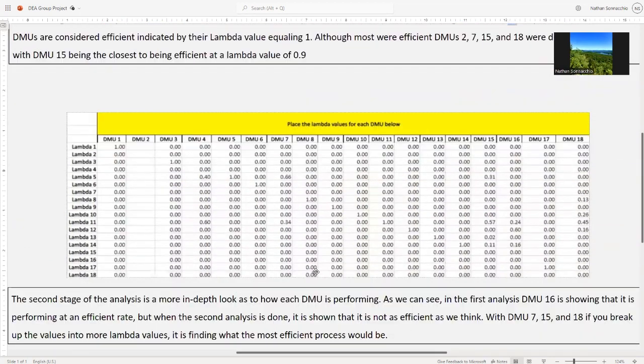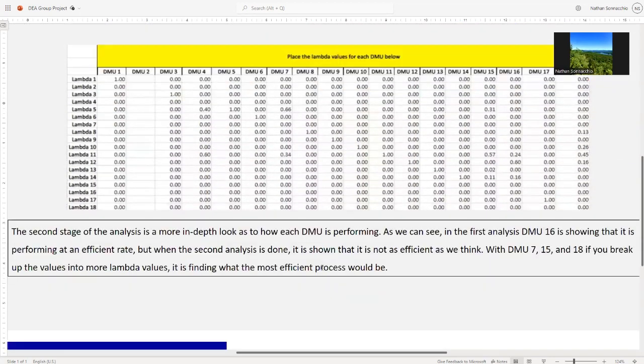So moving on to the second part of the analysis, this is a more in-depth look at how profitable as well as efficient each DMU is performing. So as we can see in the first analysis, DMU 16 is showing that it's performing at an efficient rate. But when the second analysis is done, it's shown that it is not as efficient as we think.